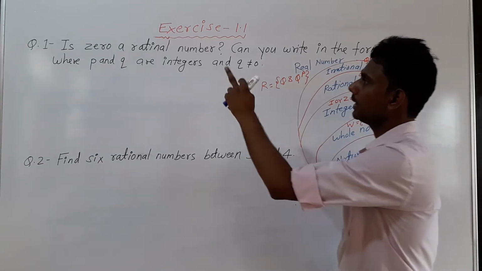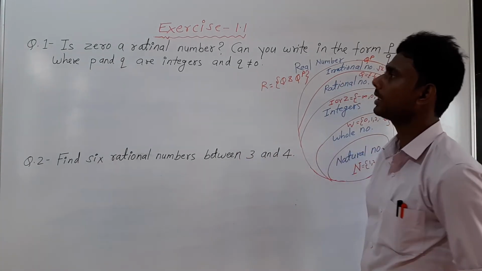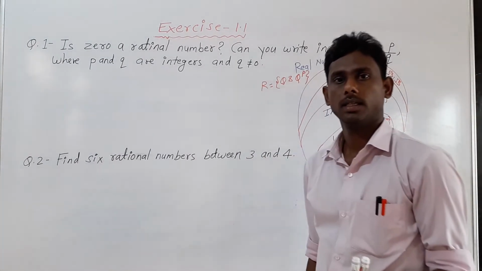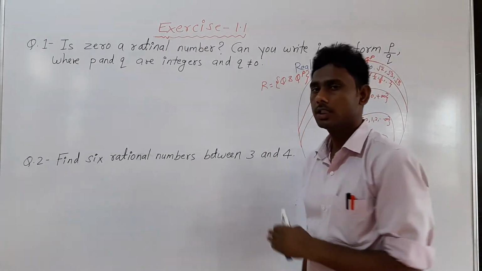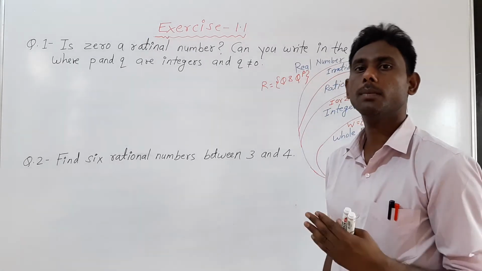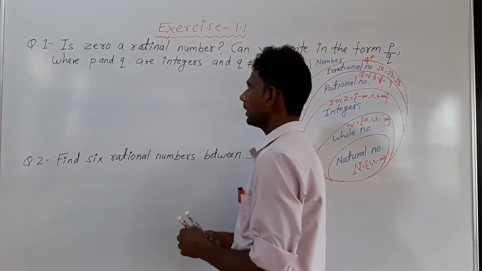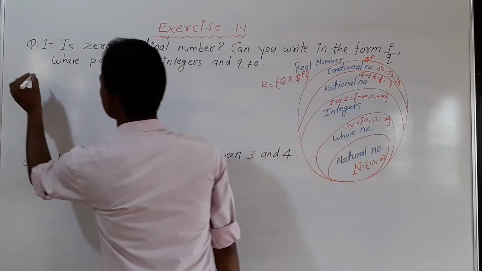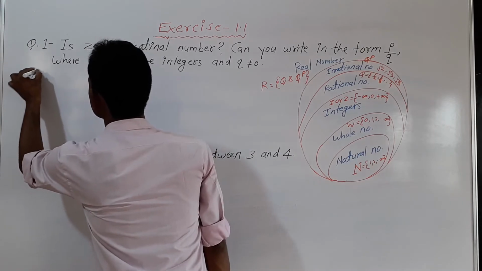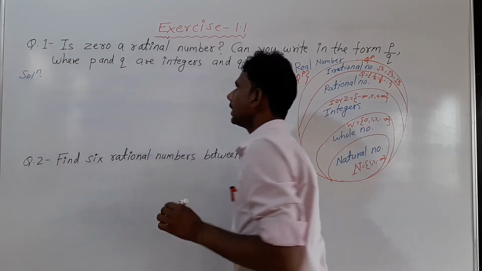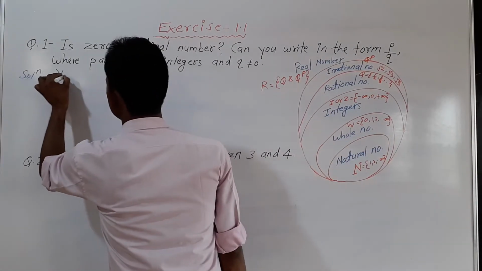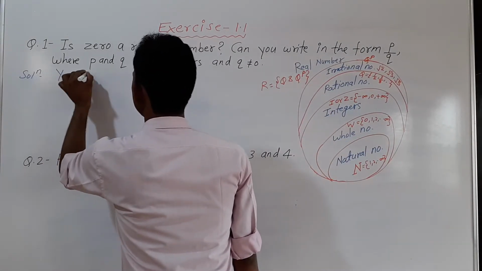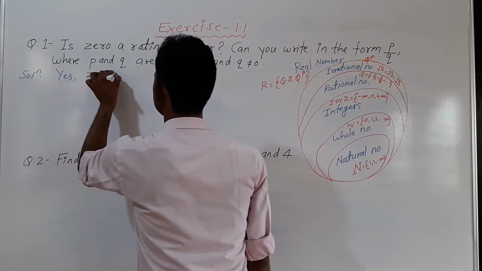Question number 1: is 0 a rational number? Yes, 0 is a rational number because we can write 0 in the form of P upon Q. Answer of question number 1: is 0 a rational number? Yes, 0 is a rational number.